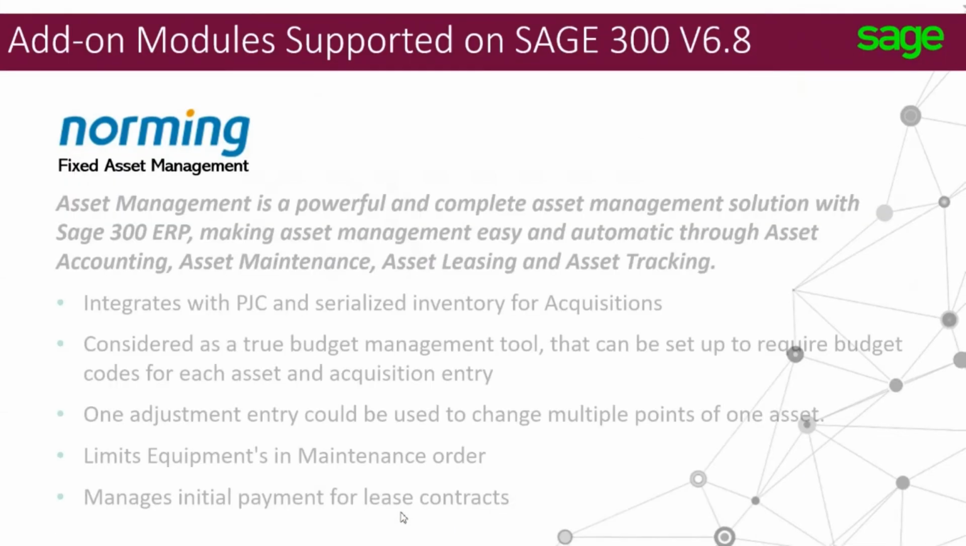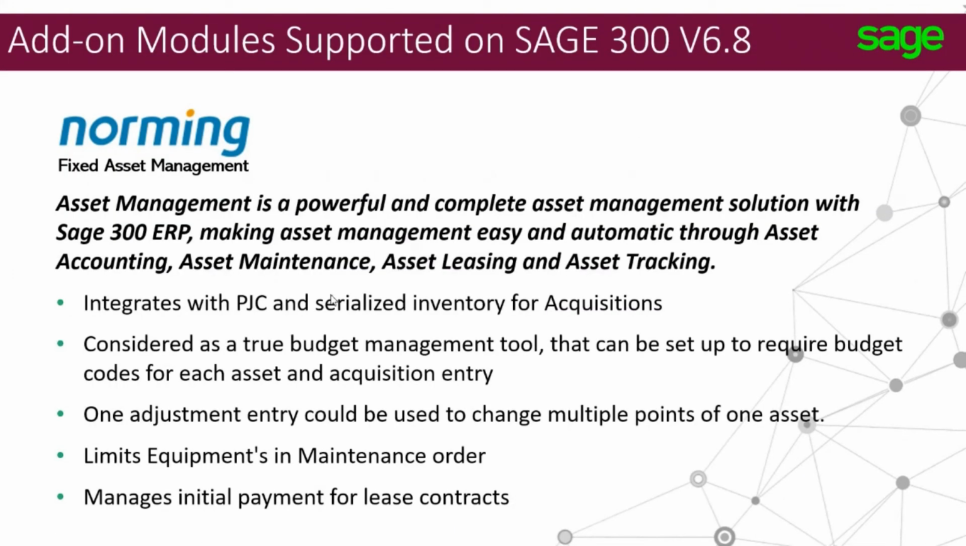So Normin actually has another product which is called the Fixed Asset Management Suite, where if you want to carry out any transactions related to your fixed assets, be it asset accounting, asset leasing, asset maintenance, and asset tracking, you'll be able to use the Normin Fixed Asset Management Suite, which is again tightly integrated and implemented with Sage 300.